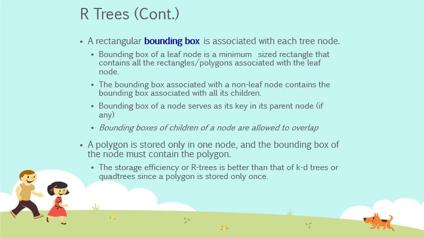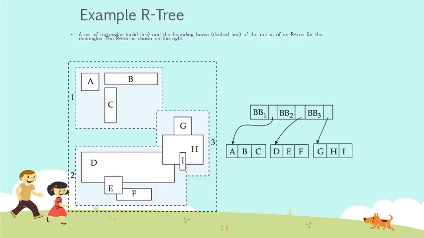The bounding boxes help speed up checks for overlaps of the rectangles with the indexed objects. If a query rectangle does not overlap with the bounding box of an object, it cannot overlap with the object either. If the indexed objects are rectangles, there is of course no need to store bounding boxes since they are identical to the rectangles. The figure shows an example of a set of rectangles drawn with a solid line and the bounding boxes drawn with a dashed line of the nodes of an R tree for the set of rectangles.